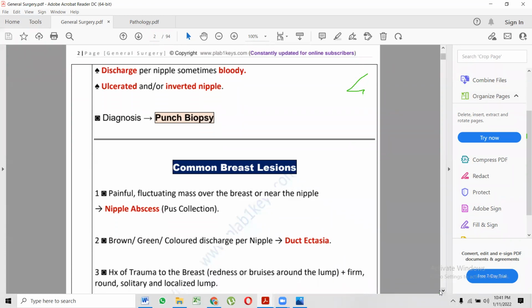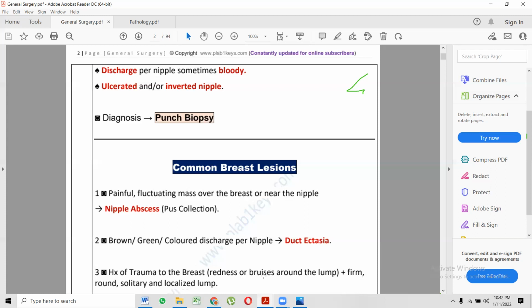Now, the second one is ductectasia. What is ductectasia? In ductectasia, basically, there is a local dilatation of the mammary ducts. It is a common condition in women who are near to menopause. So, ductectasia is common in old age females who are near to their menopause. There will be brown green color discharge from nipples in a female who is near her menopause. The diagnosis will most likely be ductectasia.